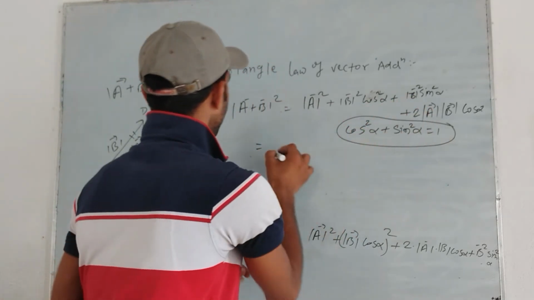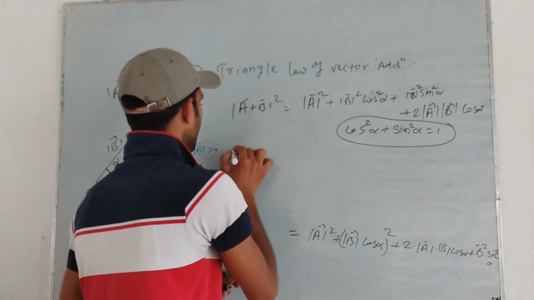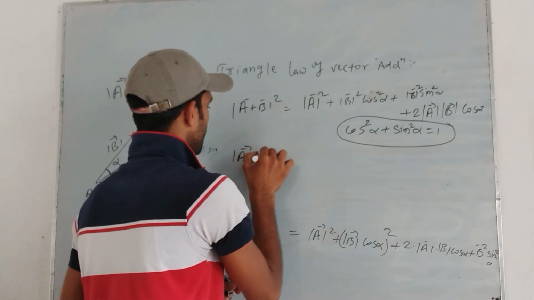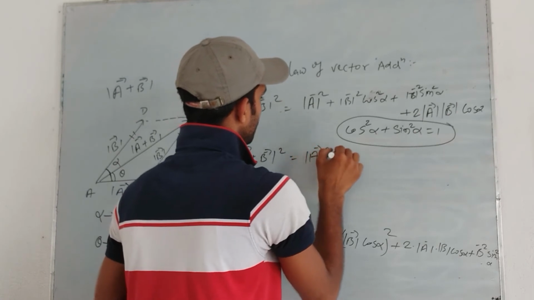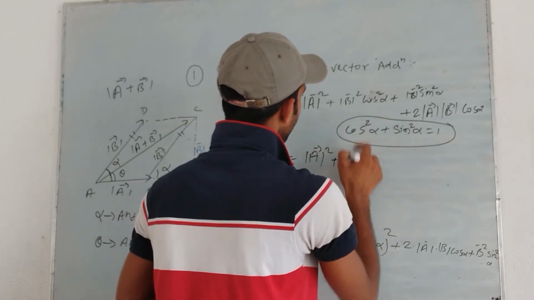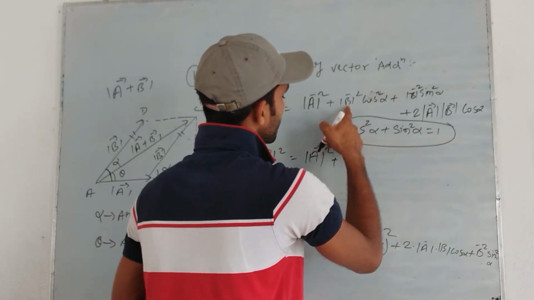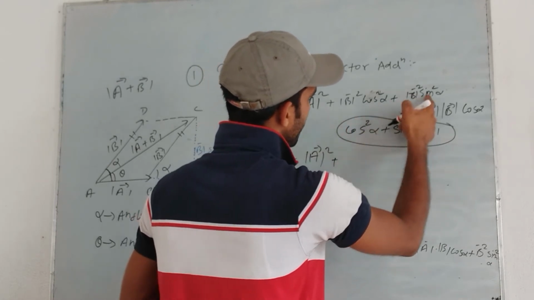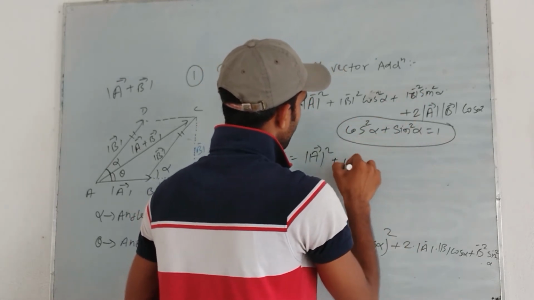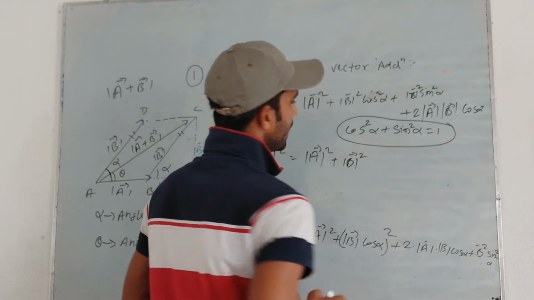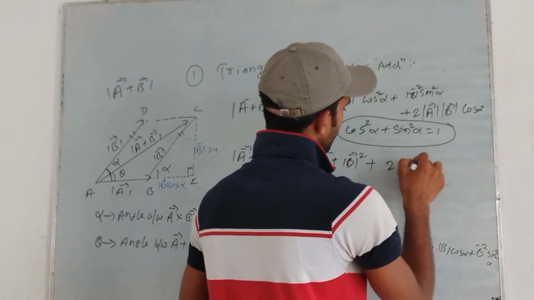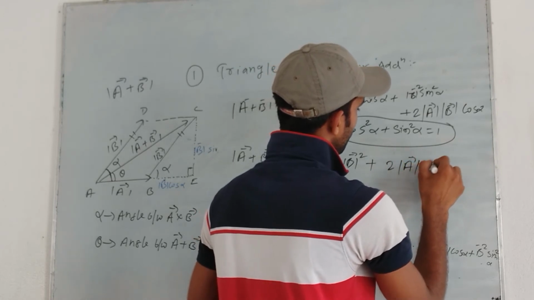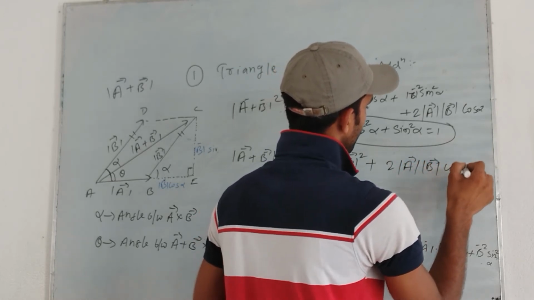So put the value of cos² alpha plus sin² alpha equal to 1 in this expression. So you will find magnitude of (A+B)² is equal to magnitude of A square plus, if you take B square as common, cos² alpha plus sin² alpha. So this is only magnitude of B square, and plus 2 into magnitude of A into magnitude of B into cos alpha.